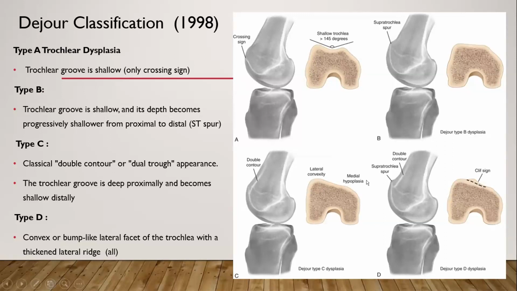Here in type C, because of the medial condyle hypoplasia and also a deep trochlear groove, a double contour sign is seen. In type D, because of the more shallow trochlear groove and medial condyle hypoplasia, we can see the double contour sign along with the supratrochlear spur.